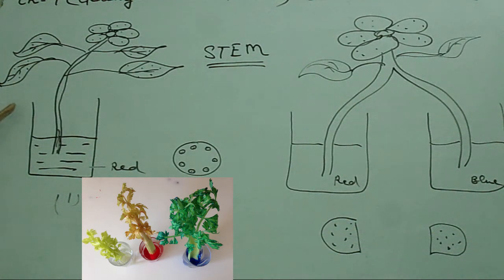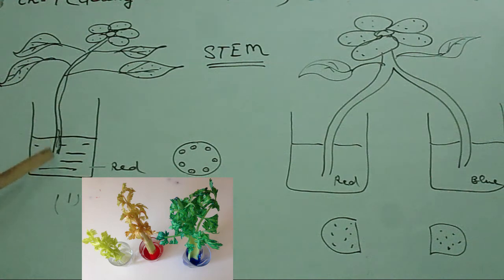So for this you have to take one beaker and fill almost half of it with water, and then a few drops of red ink should be added in this water so that the water becomes red. Now we are using one herb here, the simplest herb you can find in a nearby area. You have seen many herbs that are very small in size, so you can use that.